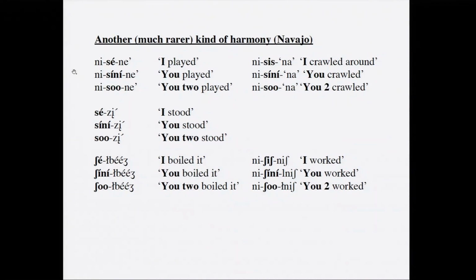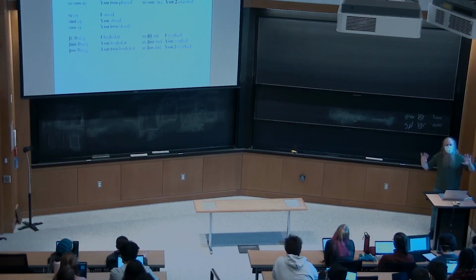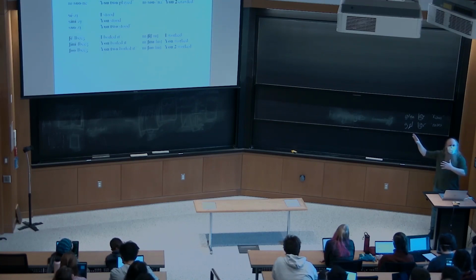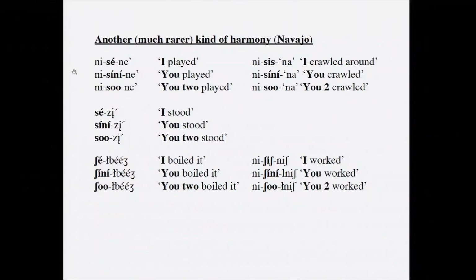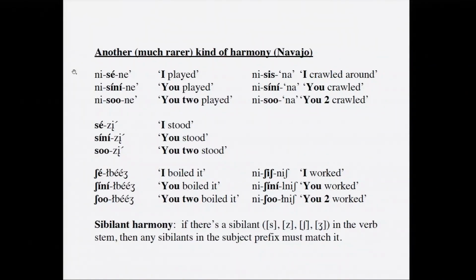I started this by saying vowel harmony is pretty common. There's a lot of work on vowel harmony because you find it in lots of unrelated languages. Sibilant harmony is quite rare. Navajo has it. There are a few other languages that have it. But it's similar in the sense that if you have a sibilant, there are morphemes in these prefixes whose form is being conditioned by corresponding sounds in the verb stem.